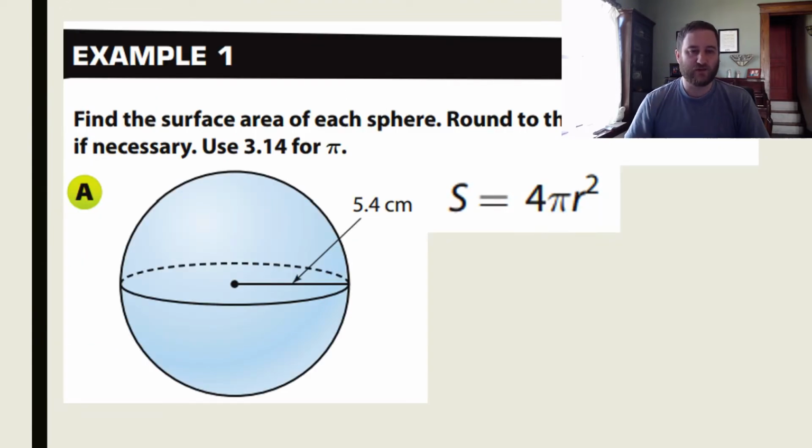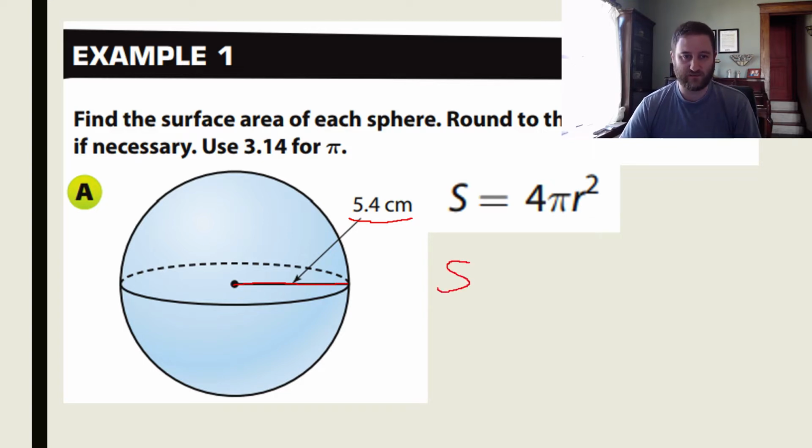Our first example says find the surface area of each sphere, round to the nearest tenth if necessary, and use 3.14 for pi. Our surface area formula again is 4 pi r squared, and we need to use the radius here. Our radius is from the middle of the sphere to the outside, and it says our radius is 5.4 centimeters. So we're just going to plug that in.